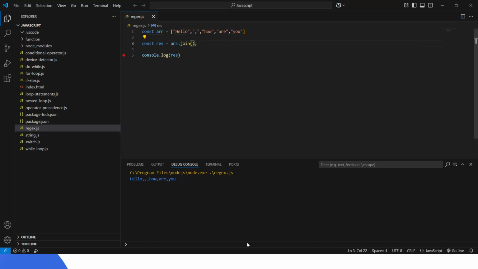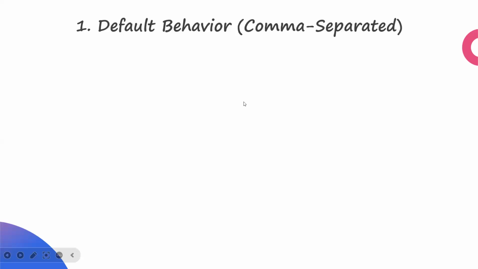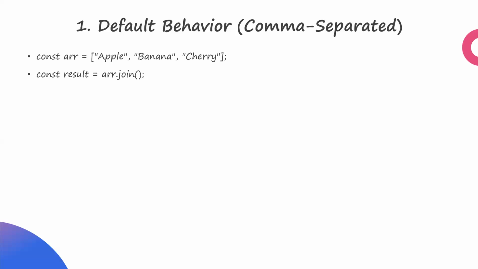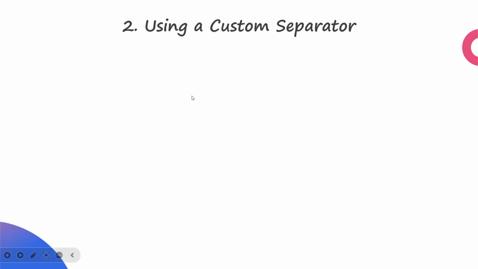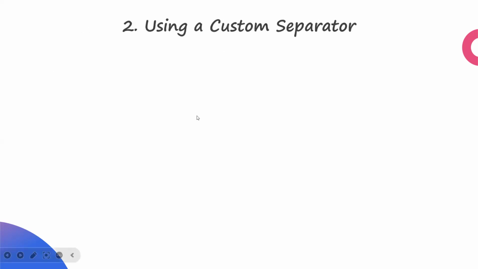That's the separator. All right, so let's take a look at some examples. The default behavior is the comma separator, with an empty separator. You see, we are calling join on apple, banana, cherry. So what we are going to get is apple, comma, banana, comma, cherry, because with the empty separator the default is comma. Since we did not provide any separator here, it will use comma to separate them.